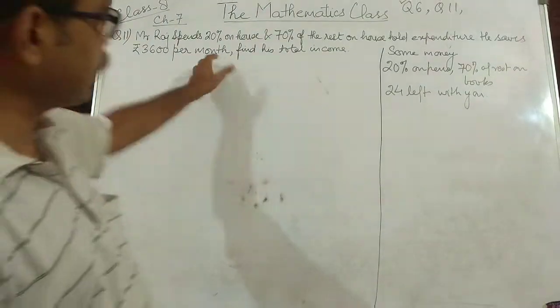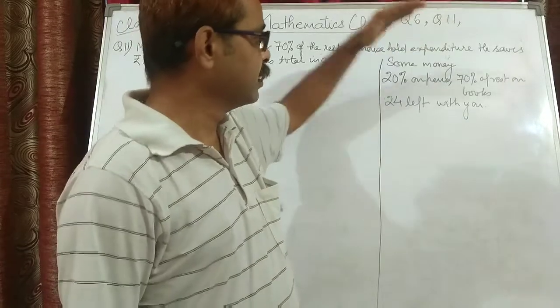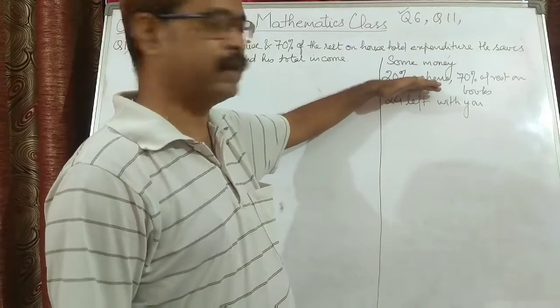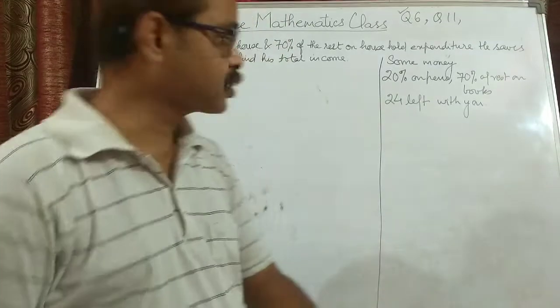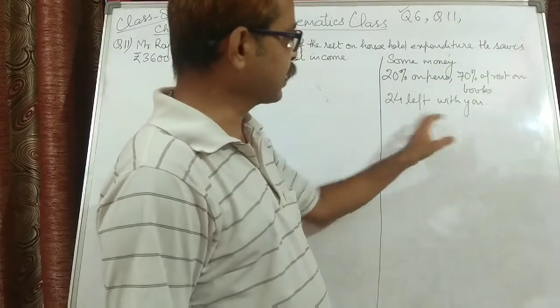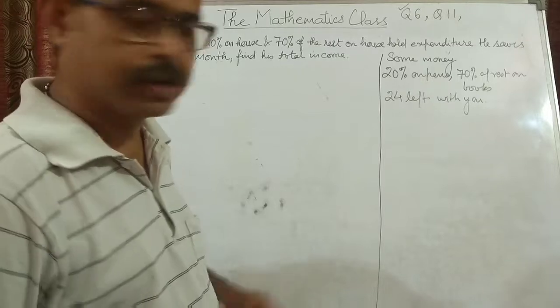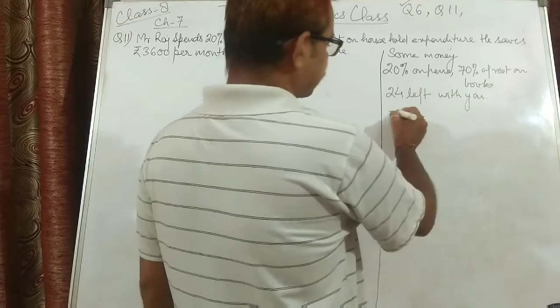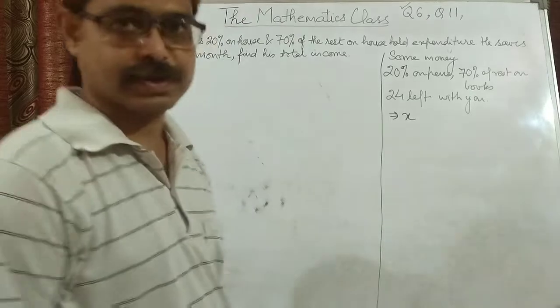Now this question I have converted with an example. Suppose you had some money, you spend 20% on pens and 70% of the rest on the books. So still you have 24 rupees left with you. Find the money you had. So what are you going to do? You don't know how much money you had, so you will assume it. Let the money you had be X.